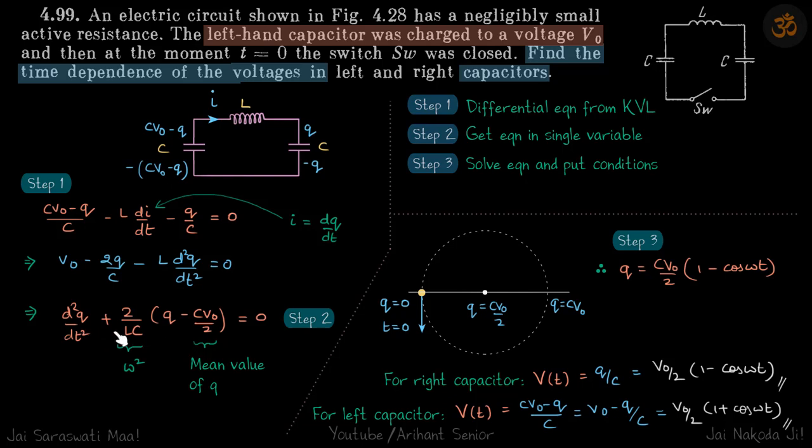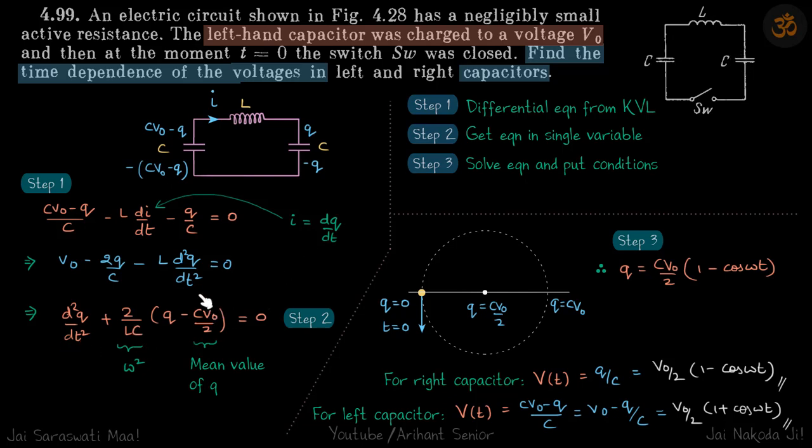So you can see this is the equation of SHM where the coefficient of Q is omega square and this term, Q minus CV0 by 2, means CV0 by 2 is the mean value of charge. So on this capacitor we know initially the charge was 0, and if this is the mean value that means the peak value will be CV0. So this charge will completely go on this capacitor and then again it will completely come on this capacitor, and that's how the oscillations will take place.